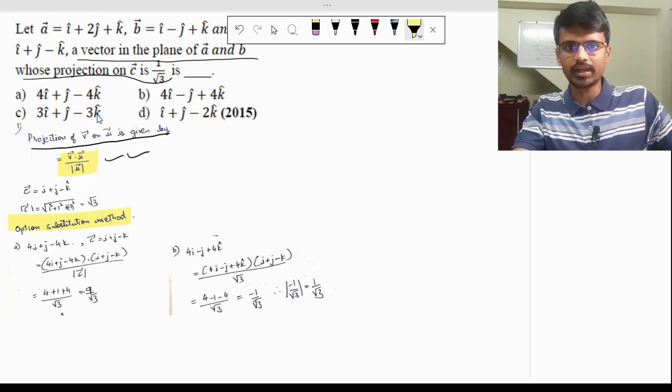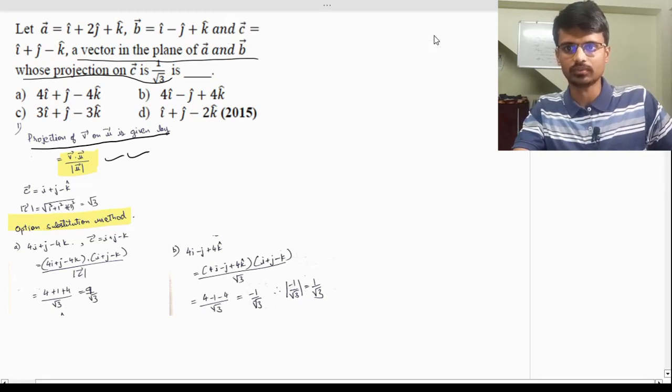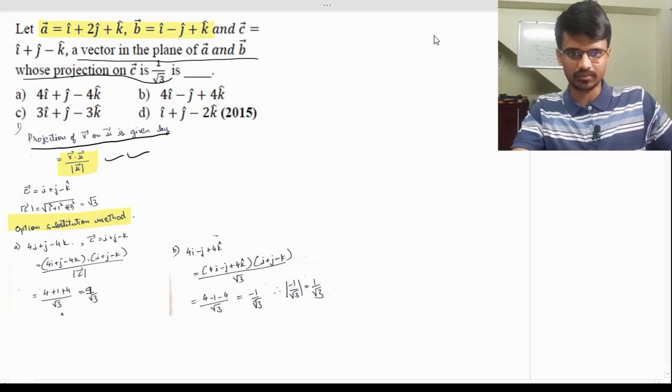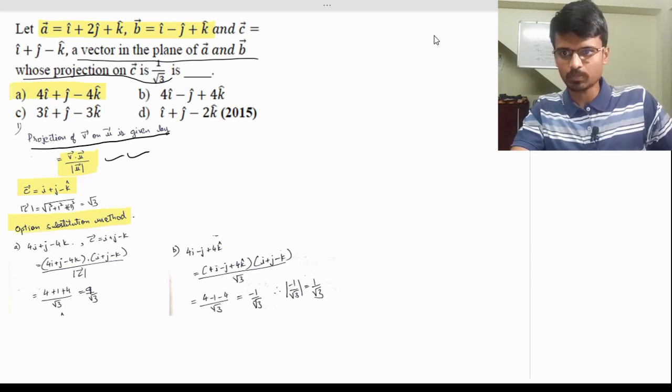I'm not taking into consideration what A and B are. I'm ignoring A and B; this is not required. I'll just check. So if we pick option A, and our vector C is this one, using the substitution method, what we are doing is finding the projection of this vector, option A, on C.